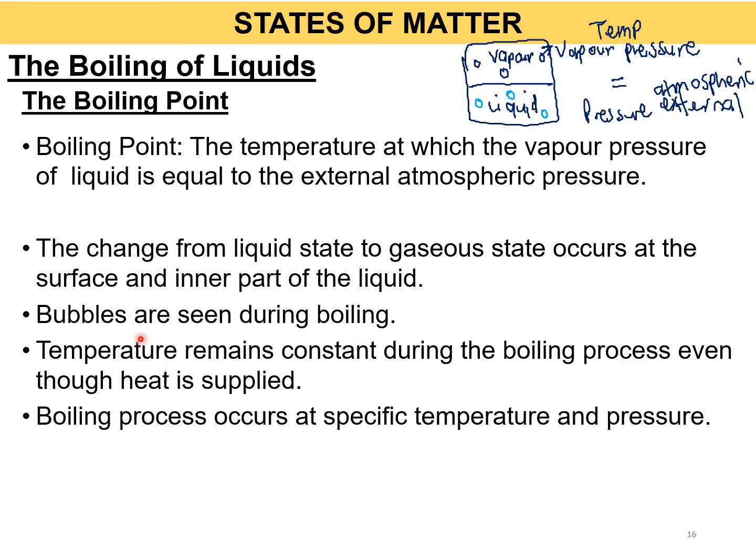Okay, tapi apa yang berlaku bila boiling point tu, contohnya boiling point water adalah 100 degree Celsius. Kalau dah sampai temperature 100 degree Celsius, itulah water tu punya boiling point. Dia tak akan 101 degree. Dia punya temperature tu akan remain constant je during the boiling process, walaupun banyak dah heat tu dia supply. Lepas tu boiling process memang dia occurs at specific temperature and pressure. For example, water adalah 100 degree Celsius.